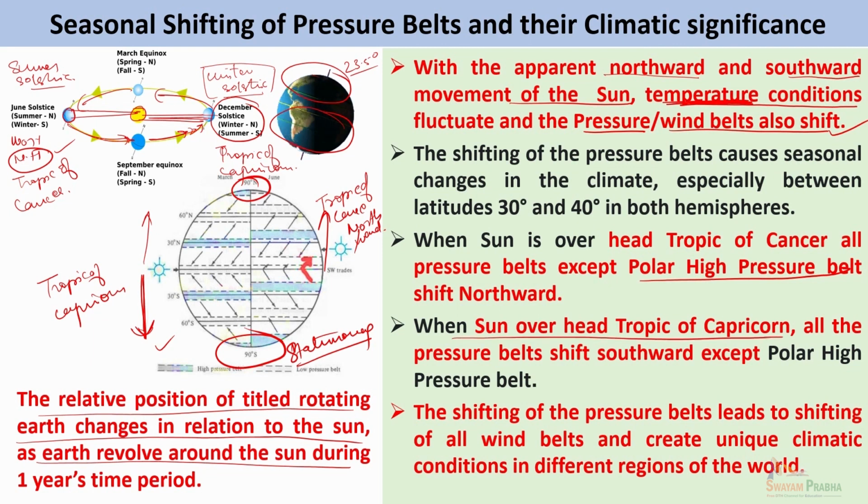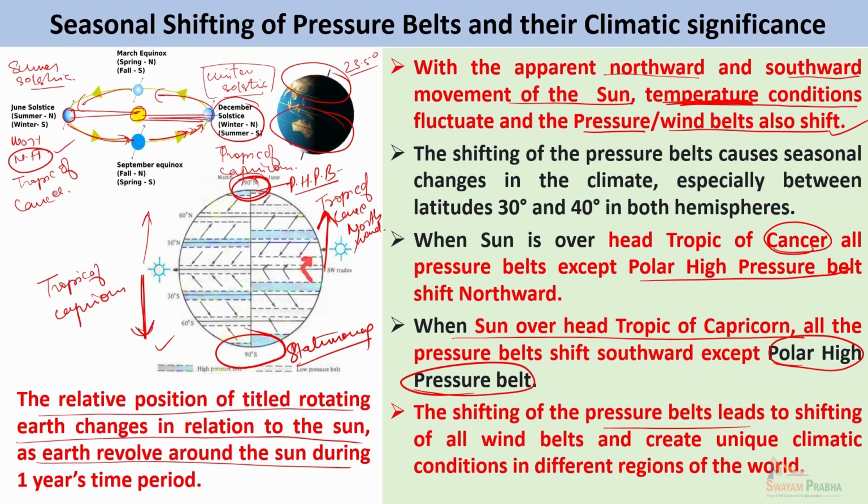So when the sun is overhead the Tropic of Capricorn, all the pressure belts shift southward except the polar high pressure belt. And the same goes for the northern hemisphere also. When the sun is over the Tropic of Cancer, all the pressure belts shift northward except the polar high pressure belt, which remains stationary. And this shifting of pressure belts and wind belts creates unique climatic and weather conditions in different regions of the world.